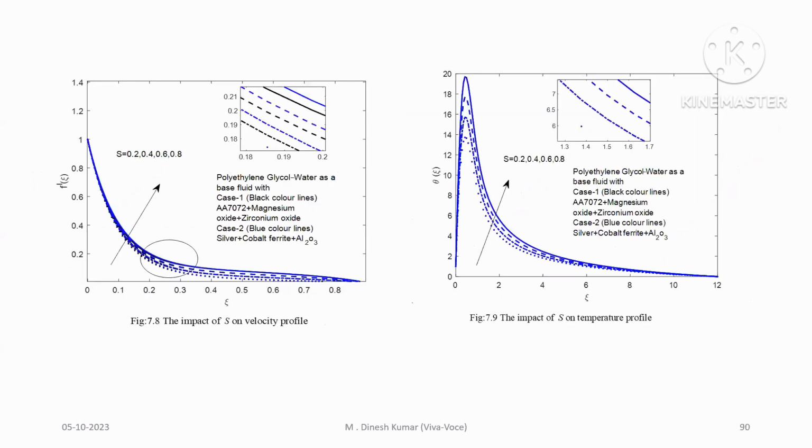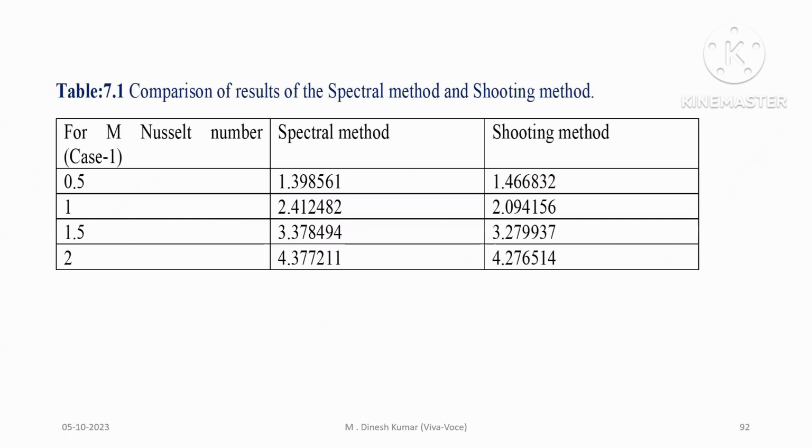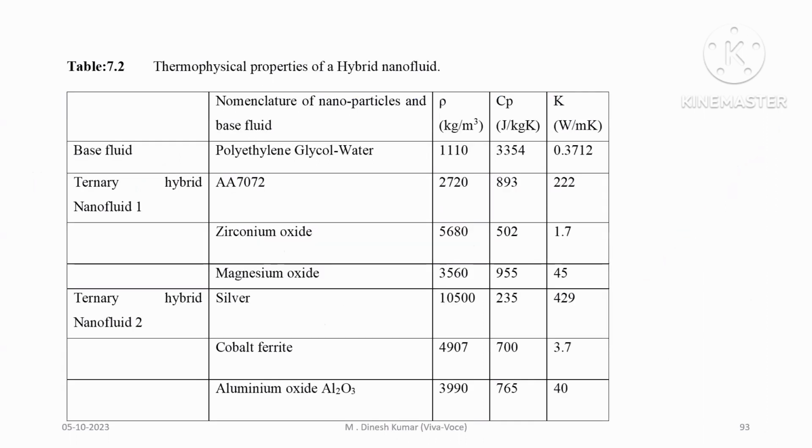And suction reduces the drag force, that's why the velocity profile will increase. When the flow rate increases, obviously the temperature profile also increases. I said earlier, for the Eckert number, shear forces are transferred into heat, so for the Eckert number also the temperature profile rises. This is the results comparison between the spectral method and the shooting method. These are the thermophysical properties.